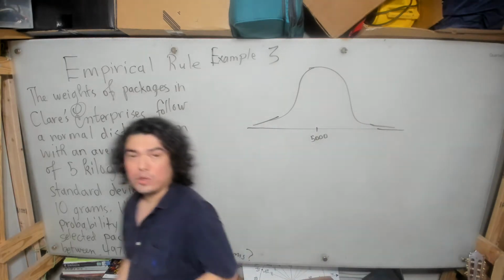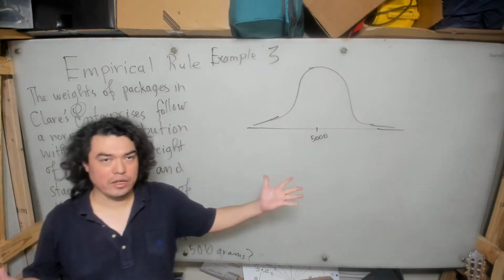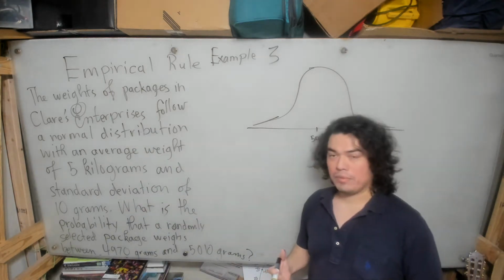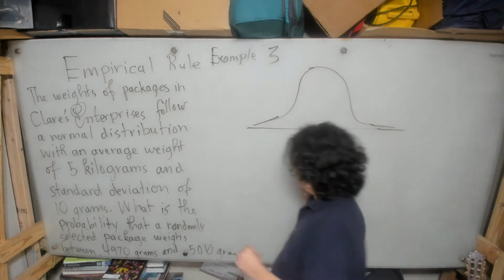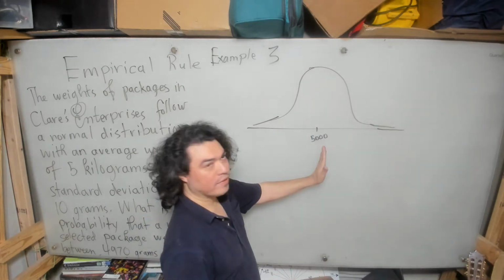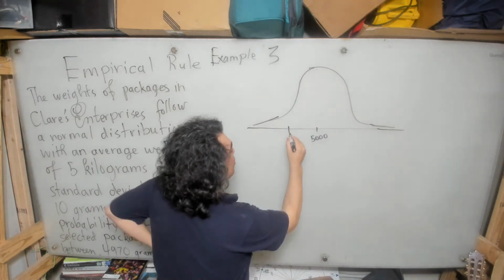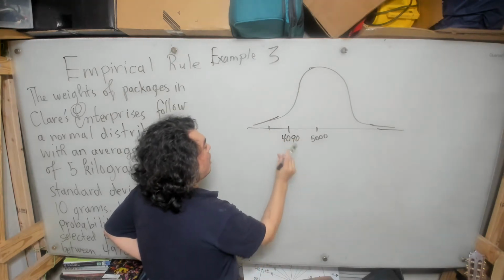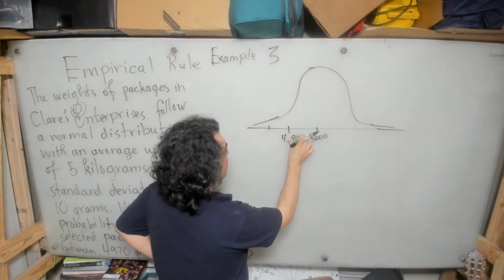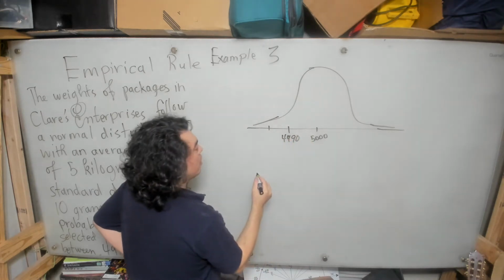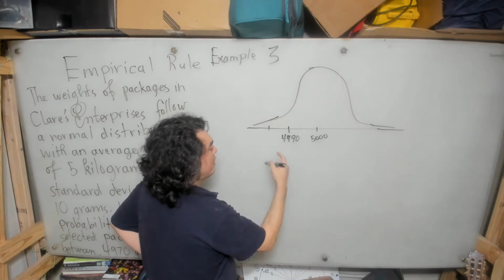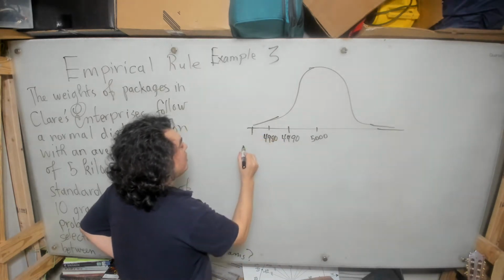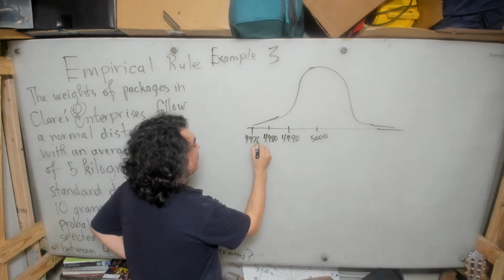As we know, the mean goes right in the middle, 5,000, 5 kilograms. And we know that the standard deviation here is 10 grams. So if I take 5,000 and I take away 10, that corresponds to 4,990. If I take away 10 again, I get 4,980. If I take away 10 again, I get 4,970.